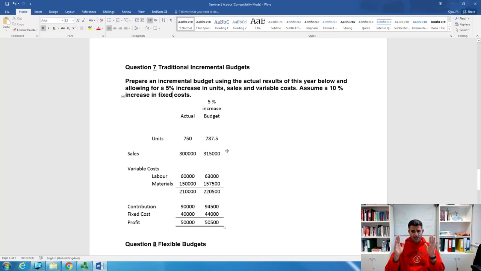remember first of all that when it comes to incremental budgeting, we talk about the budget for next year based on the actual figures. So we have the actual figures for this year. So what we need to do in order to prepare a budget for next year is very simple, we just need to add an increment. Okay.